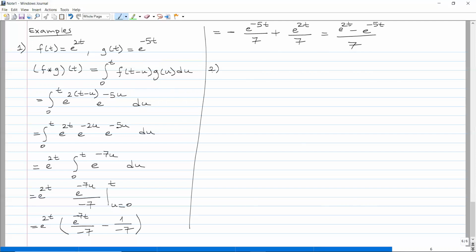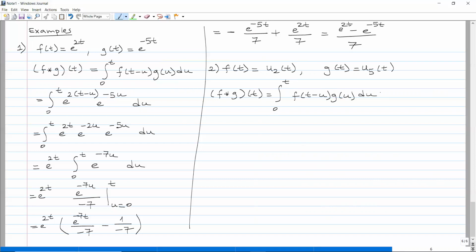As another example, let's take f to be the unit step function at 2 and g to be the unit step function at 5. Now, what is f convolution g? It is the integral from 0 to t of f of t minus u, g of u, du. Okay, so function f, so f of t minus u.